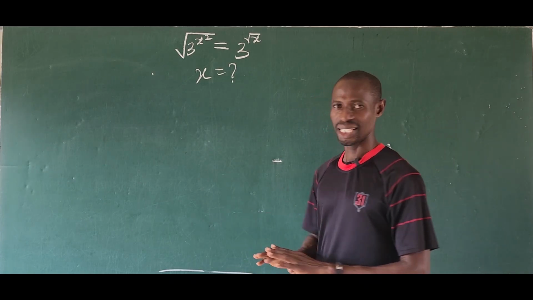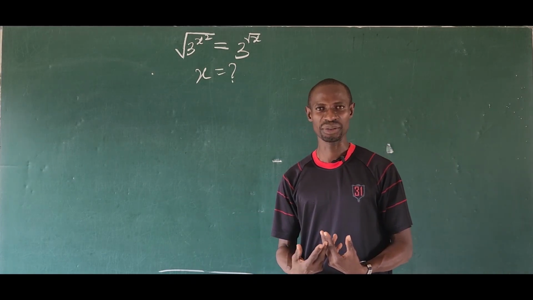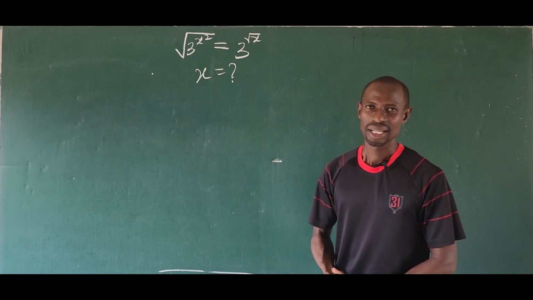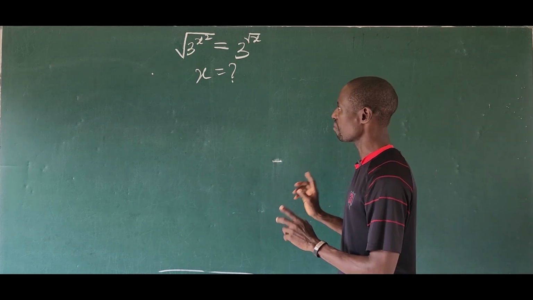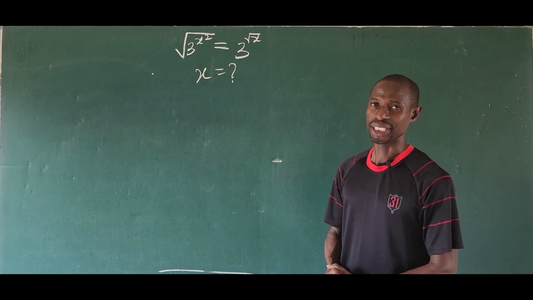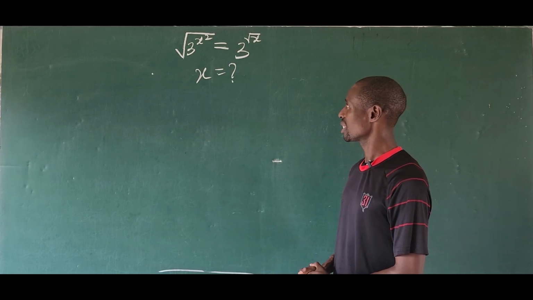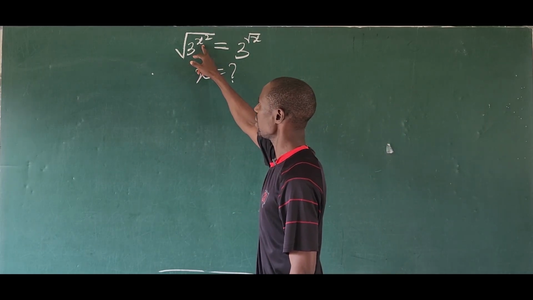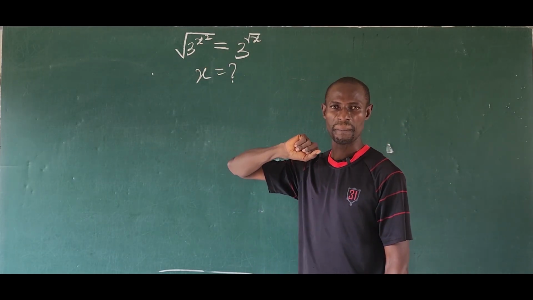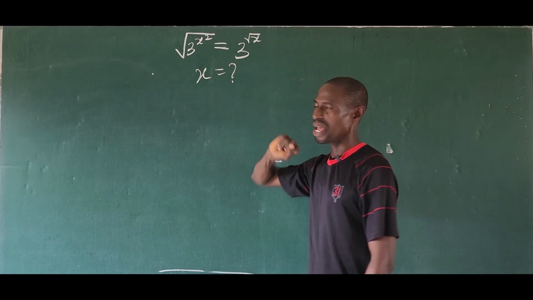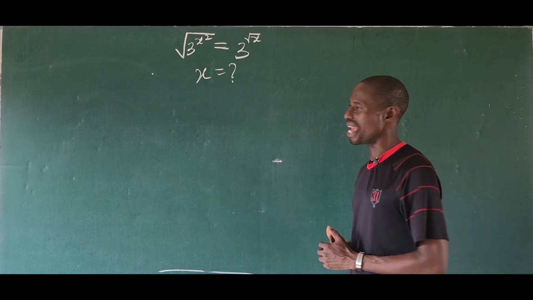This equation is a simple one, an easy one if only you are familiar with the rules that govern indices. So we're going to make use of some of the simple rules that guide the operation in indices here. The question is: the square root of 3 to the power of x, all further raised to the power of 2, equals 3 to the power of root x. What is the value of x here?